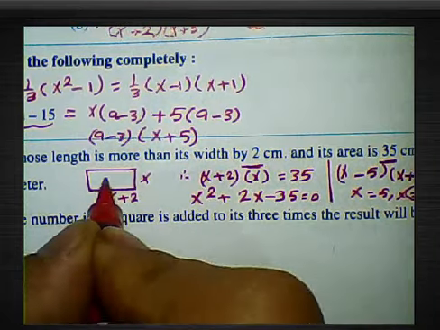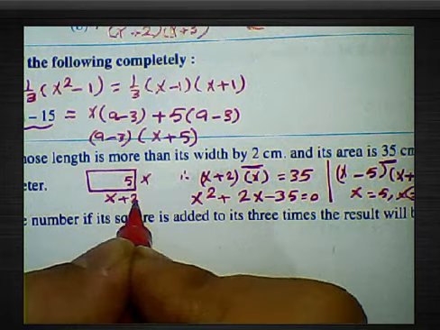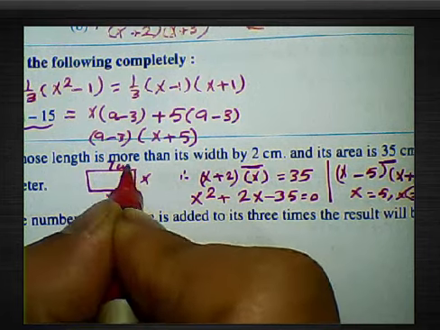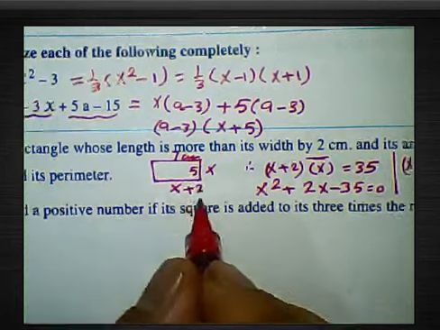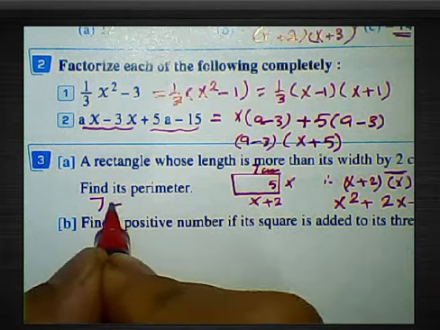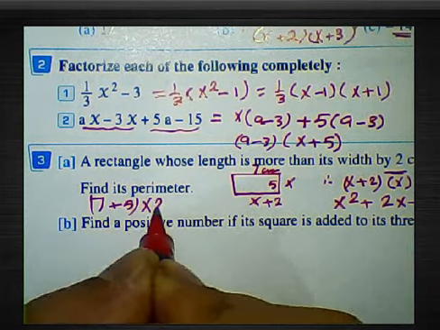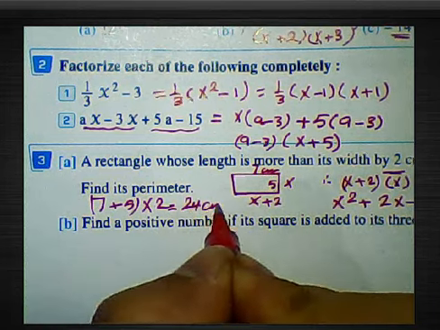The width will be 5 centimeters. And the length will be x plus 2, 5 plus 2 equals 7. We have 5 centimeters and 7 centimeters, the two dimensions here. We can find the perimeter of this rectangle: length plus width multiplied by 2. 7 plus 5 equals 12. 12 times 2 equals 24 centimeters.